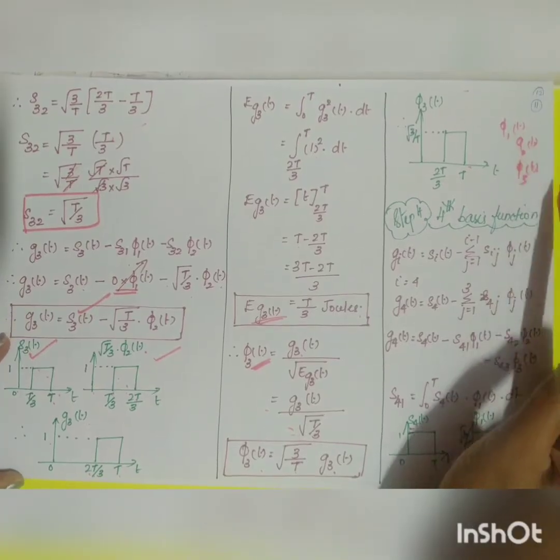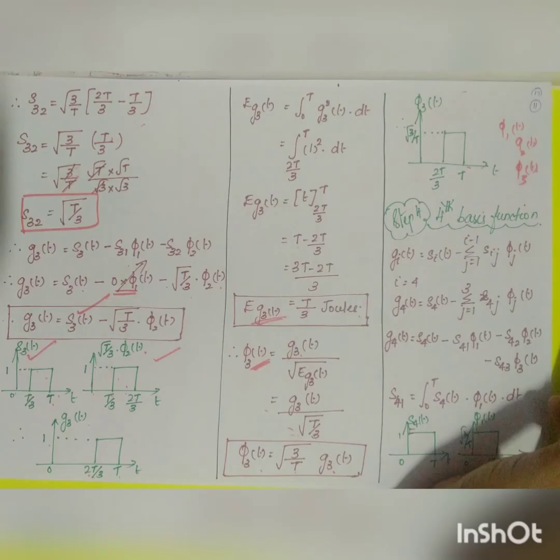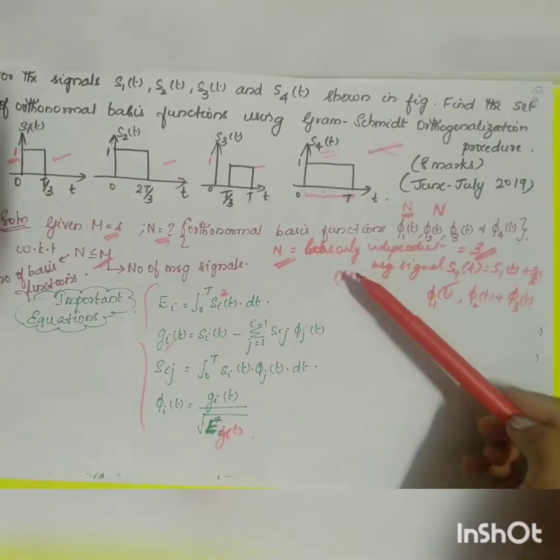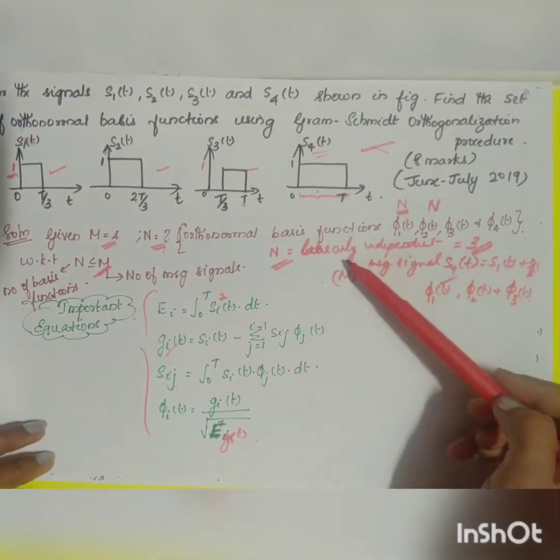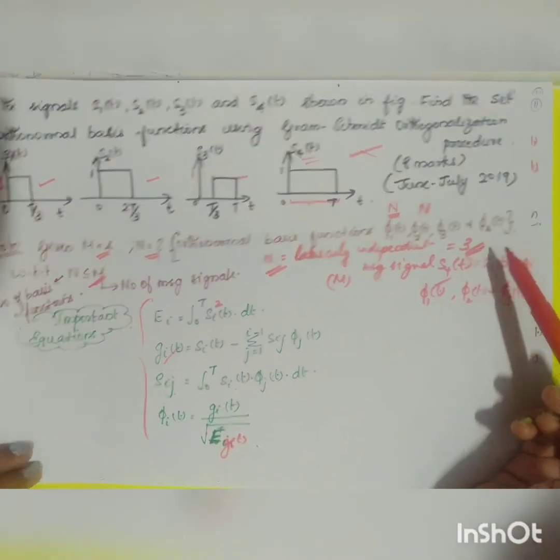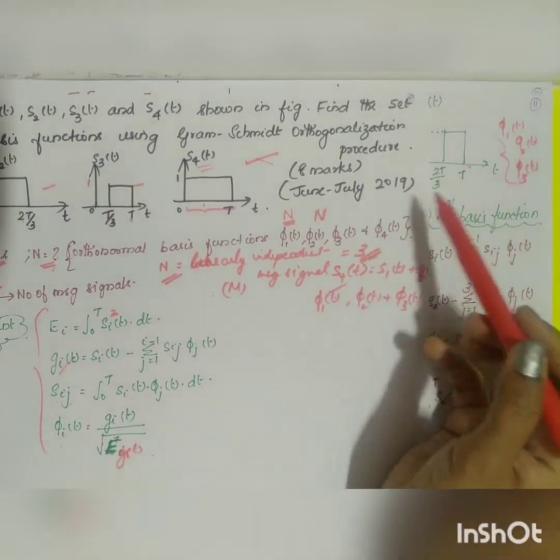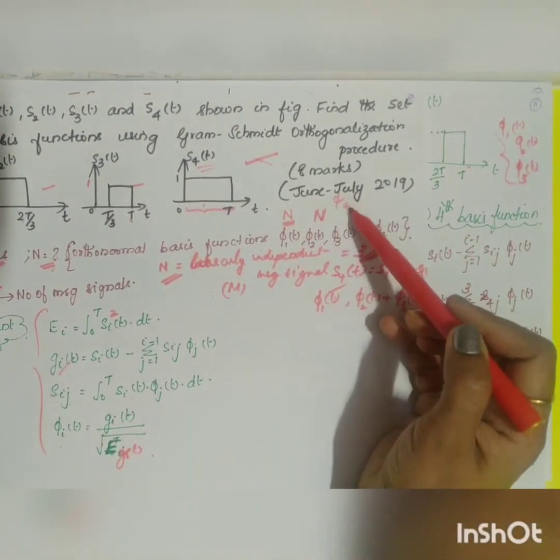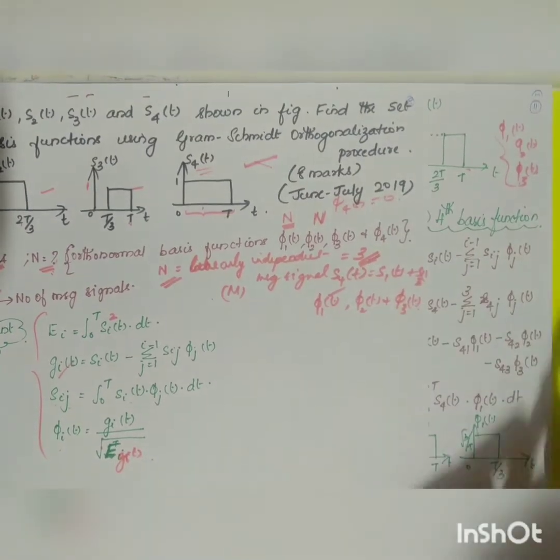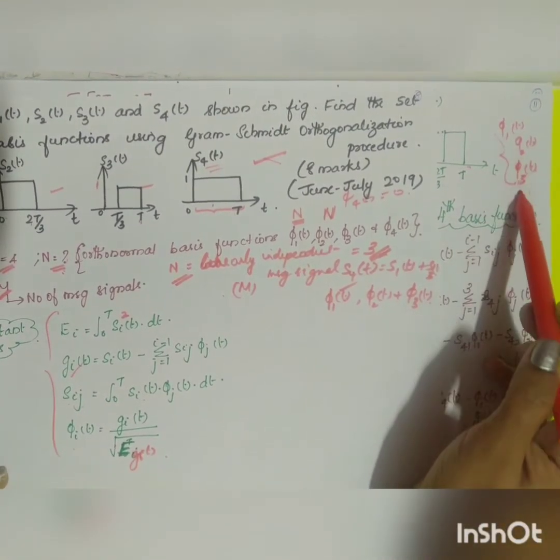Now you have got 3 orthonormal basis functions. In the beginning of the question, I told you the number of basis functions is equal to the number of linearly independent message signals, which is equal to 3. Already you have got 3 basis functions. So you know the answer now: phi 4 of t will be equal to 0. And you have to check whether these are orthogonal to each other.